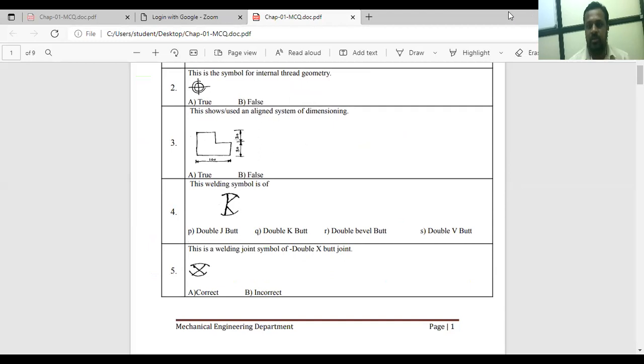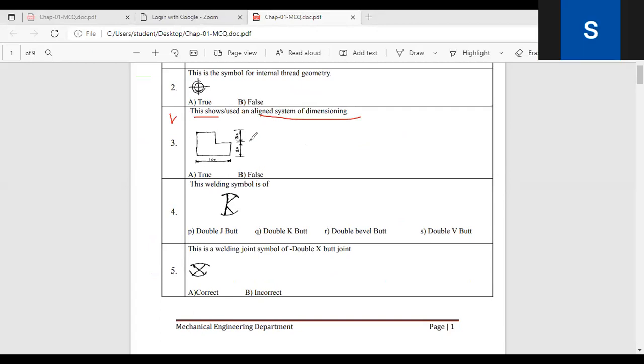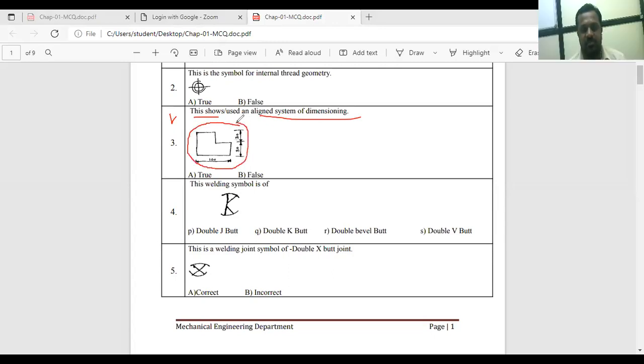See, there is one question. Please tell me, this shows or uses the aligned system. Is it true or false? Tell me whether it is the aligned system. Is it correct or wrong? Yes, sir, true, it is correct. Is it an aligned system or a unidirectional system? It is the aligned system. Good. It is the aligned system, which means this answer is true.